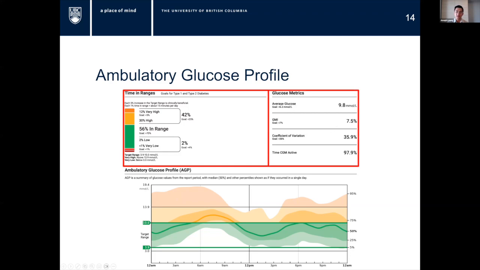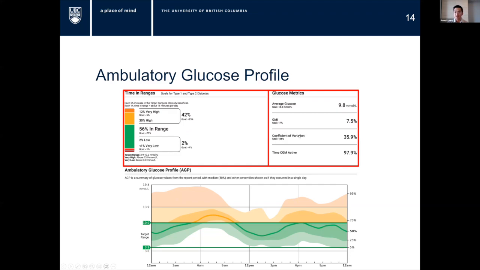There's the glucose metrics, the average glucose and the GMI that I mentioned. And a GMI of less than 7 percent. So basically what we're saying is kind of an estimated A1C of less than 7%. That's equivalent to a time in range or time in target of 70% or above.